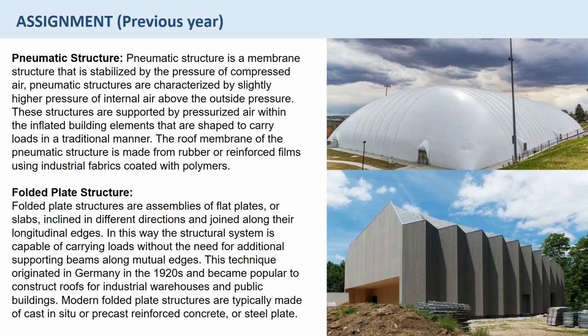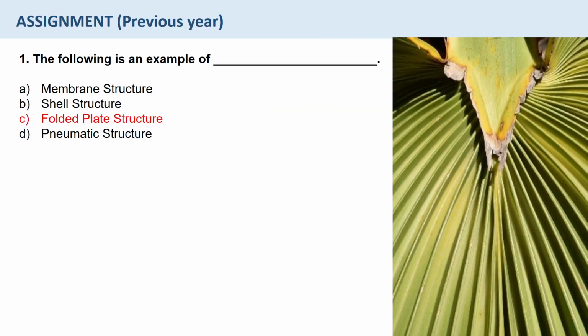Folded plate structure. Folded plate structures are assemblies of flat plates or slabs inclined in different directions and joined along their longitudinal edges. In this way, the structural system is capable of carrying loads without the need for additional supporting beams along mutual edges. This technique originated in Germany in the 1920s and became popular to construct roofs for industrial warehouses and public buildings. Modern folded plate structures are typically made of cast in situ or precast reinforced concrete or steel plate. So our answer is folded plate structure.